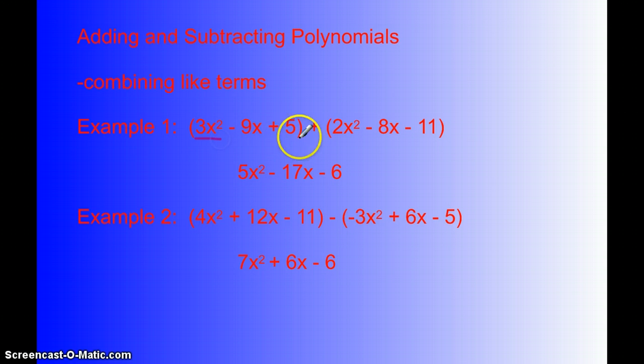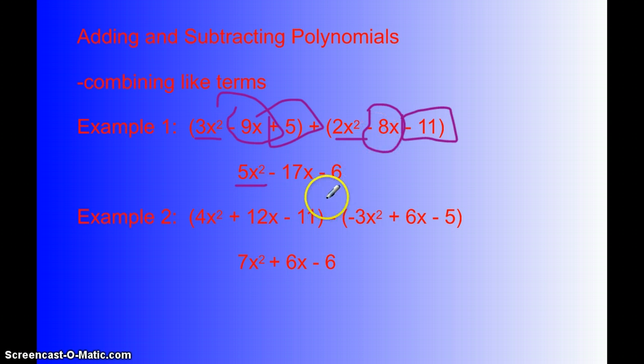So I have a 3x squared and a 2x squared giving me a 5x squared. Then I have this negative 9x and I have this negative 8x. You'll have to excuse my circling, it's a little bit difficult. My negative 9x and negative 8x combine to make a negative 17x. And finally my positive 5 goes with a negative 11, and I add those together to get negative 6. So all we're doing is combining like terms. We're simply putting together our x squareds, our x's, and our number terms.